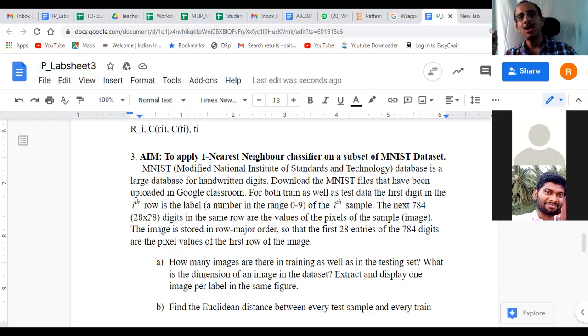And for each digit I have, say, 100 samples with me. So altogether 100 samples into 10 digits, 1000 samples are with me. This is the training data set, assume that I have with me. And I have a test data set wherein I have three digits for each of the 0 to 10. So 30 I have for the test data set.